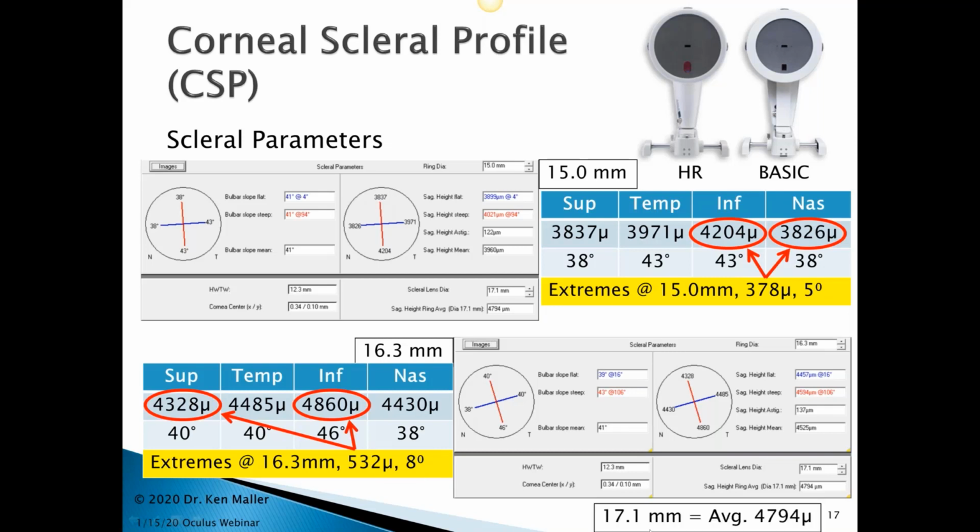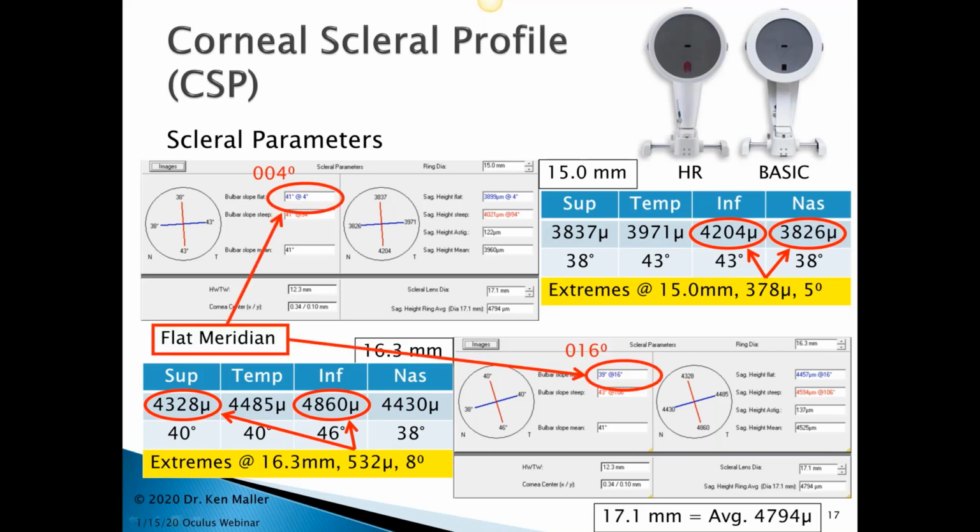It does also output an average, so it takes all that data and averages it out, and it told us that we have a sagittal depth of about 4,800 microns at 17.1. So for example, if you're going to be fitting a 17 millimeter lens and you're looking for a trial set lens to start with, you certainly can pick something at 4,800, and that should be pretty close to what you want in terms of getting that to line up on that particular eye.